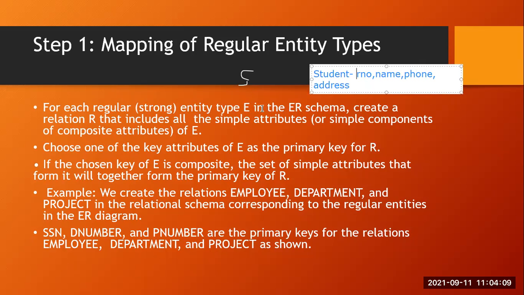For each regular or strong entity in the ER schema, create a relation R that includes all the simple attributes or simple components of composite attributes. Now coming to the second point: choose one of the key attributes of this schema as the primary key. So from all the attributes, which are roll number, name, phone number, address, please make one key a primary key, which can be uniquely identified. Now, roll number, yes, I can identify here. Name, I cannot provide as a primary key. Why? Because we can have n number of Aishwaryas. So for that, we cannot provide it.